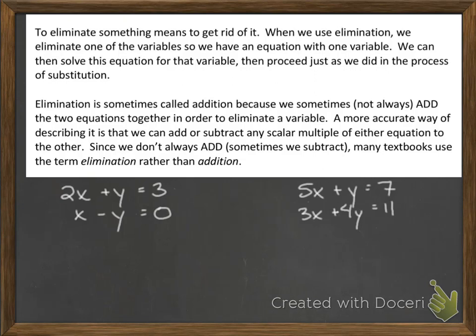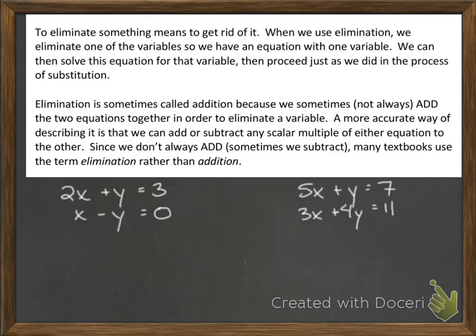To eliminate something means to get rid of it. When we use elimination, we eliminate one of the variables, so we have an equation with just one variable. We can then solve this equation for that variable, and then proceed just as we did in the process of substitution. Elimination is sometimes called addition because we can sometimes, but not always, add the two equations together in order to eliminate one variable.